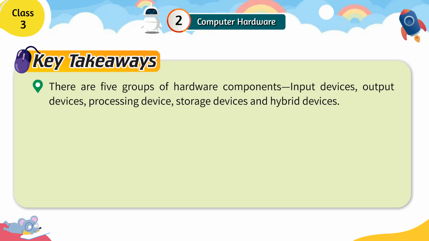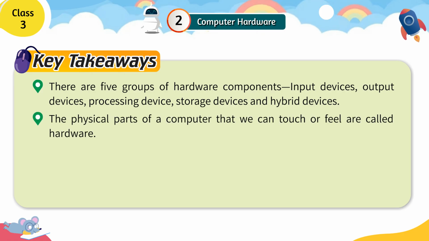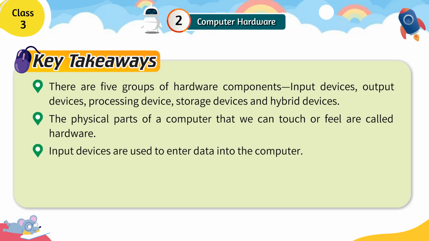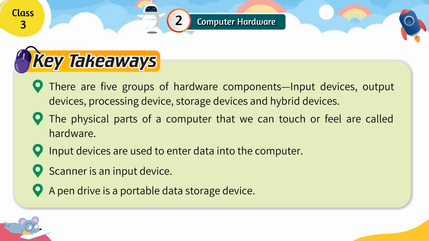Key takeaways. There are 5 groups of hardware components: input devices, output devices, processing device, storage devices, and hybrid devices. The physical parts of a computer that we can touch or feel are called hardware. Input devices are used to enter data into the computer. Scanner is an input device. A pen drive is a portable data storage device.